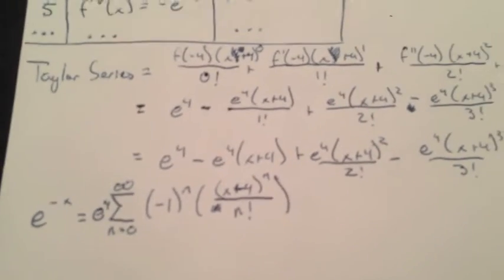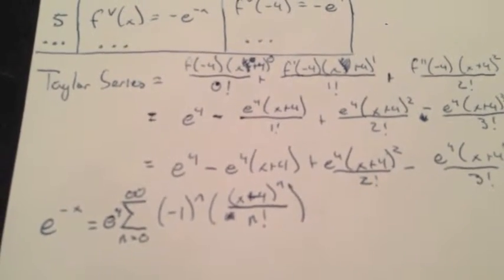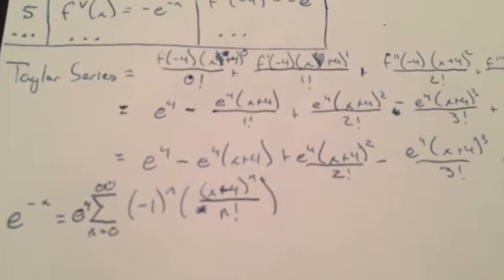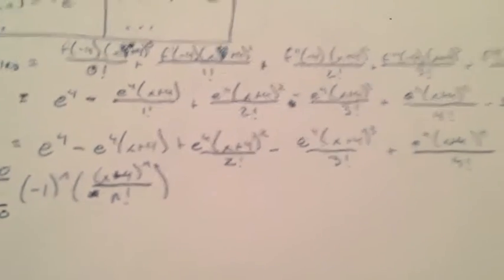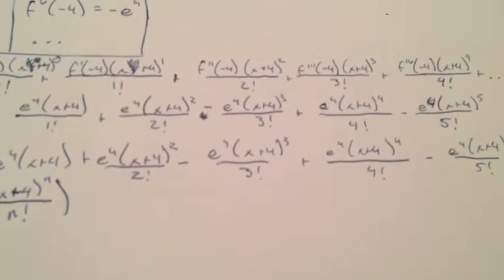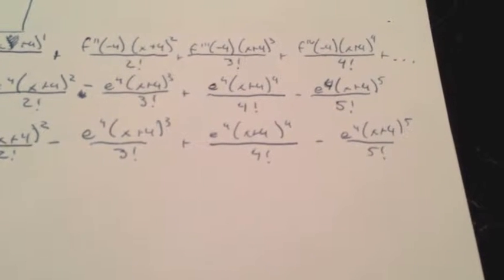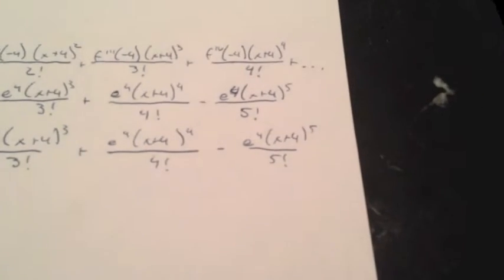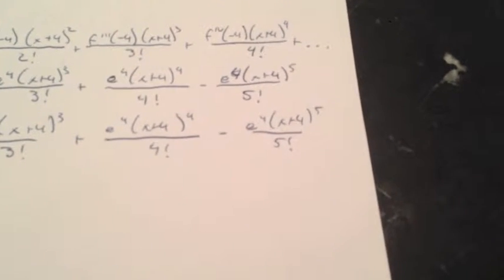Then we can simplify it some more in order to get the final solution for the fifth degree of the Taylor series of e to the negative x equals e to the fourth minus e to the fourth times x plus 4 plus e to the fourth times x plus 4 squared all over 2 factorial minus e to the fourth times x plus 4 to the third power all over 3 factorial plus e to the fourth times x plus 4 to the fourth power over 4 factorial minus e to the fourth times x plus 4 to the fifth power all over 5 factorial.